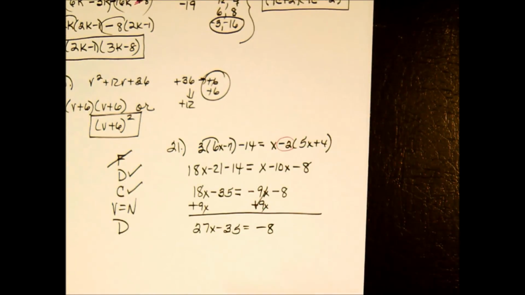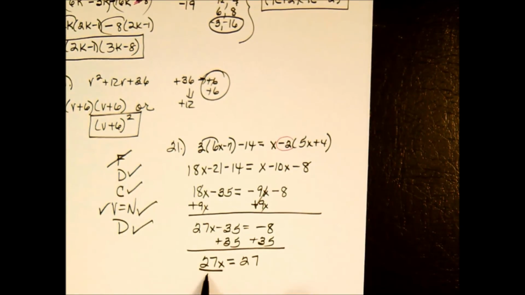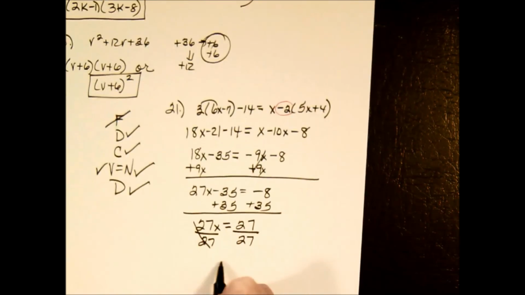And now I got to get the numbers on the other side. So I'm going to add a 35 to both sides. Since the variables are on the left, numbers have to be on the right. And now, last step is to divide by the coefficient of x. And you end up with x equals 1.